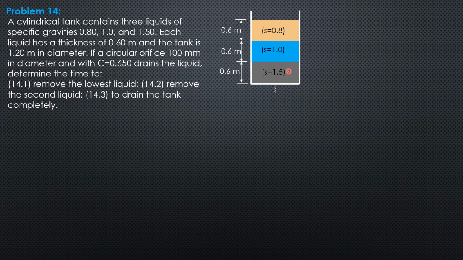Let's denote it in the figure as HI1. So HI1 is equal to, this is already 0.6, this has a specific gravity of 1.5, so there's no need to convert this. The second liquid is specific gravity times thickness divided by specific gravity of the lowermost liquid. Then the uppermost liquid is 0.8 times 0.6 divided by 1.5.